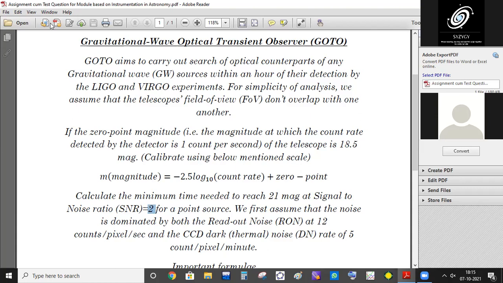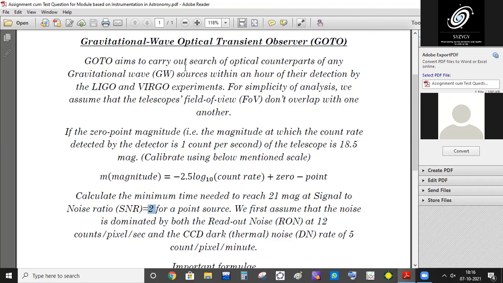So in this question, GOTO aims to carry out a search for optical counterparts of any gravitational wave within an hour of their detection by the LIGO and Virgo experiments. This is some kind of thing that they're sharing. For simplicity of analysis, we assume that the telescope's field of view is the area in which it's basically observing the night sky. It's an angular measure.